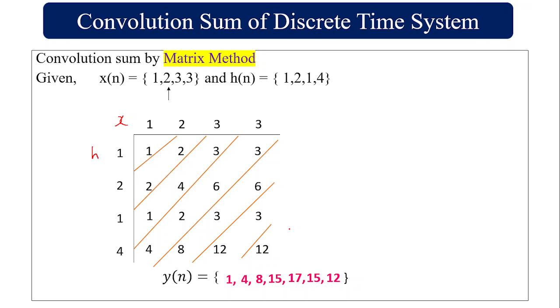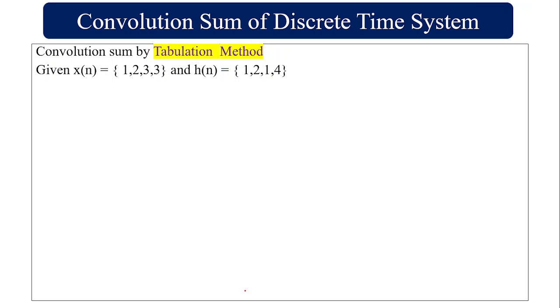And here remember your time period is from -1 to 5, so you have to mention this arrow mark. If you didn't mention your arrow mark, the problem will be wrong. Then we'll go for the second method, tabulation method.